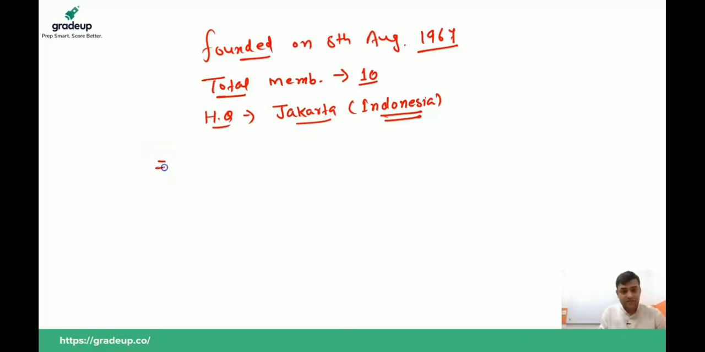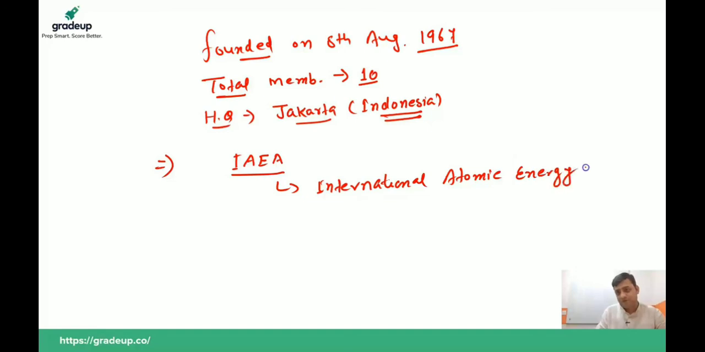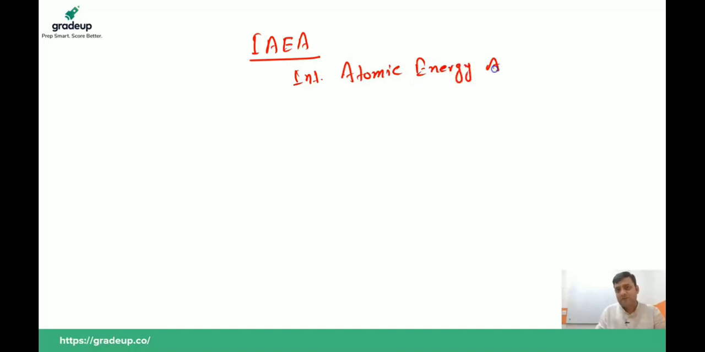Then we have another important organization at the international level, which is IAEA. This is very important. This is International Atomic Energy Association, or, it's not Association, I'm so sorry, it's the Agency. International Atomic Energy Agency, we are talking about IAEA. International Atomic Energy, which one? Agency.